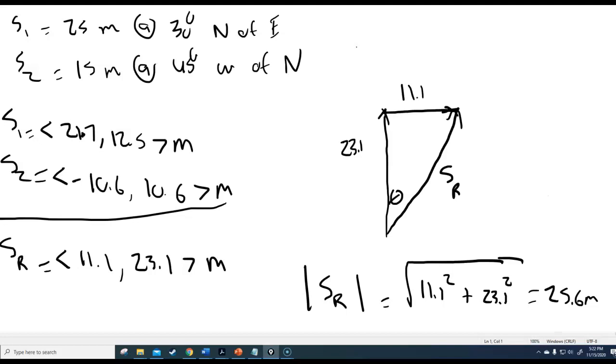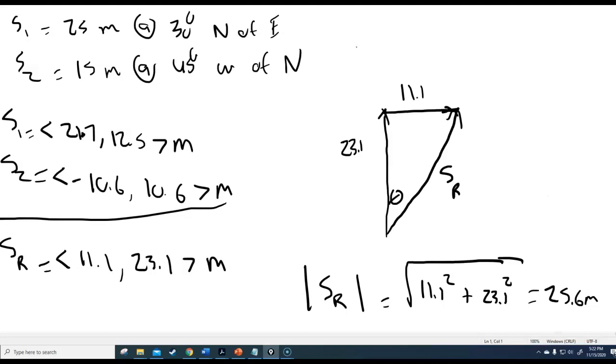Just because I walked a total distance of 40 meters doesn't mean that my displacement is 40 meters. If you want to understand in this context what we are doing physically, think back to the beginning, distance versus displacement. My distance traveled is 40 meters, because 25 plus 15 is 40. But the displacement, how far I am from where I started, is 25.6 meters, because I did a little bit of backtracking: I walked north of east and then I walked west of north. So I'm not as far from where I started as you might think. And if I want to, I could go on and find the direction with the angle as well.